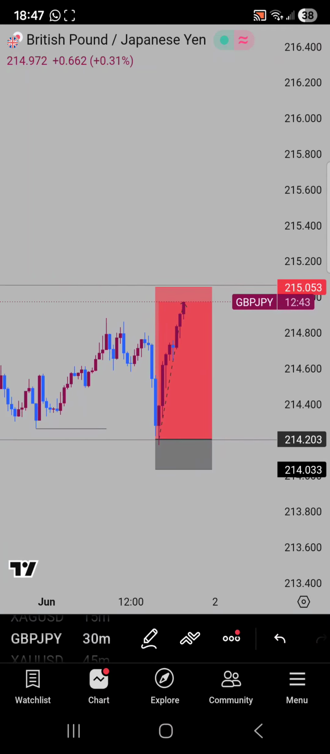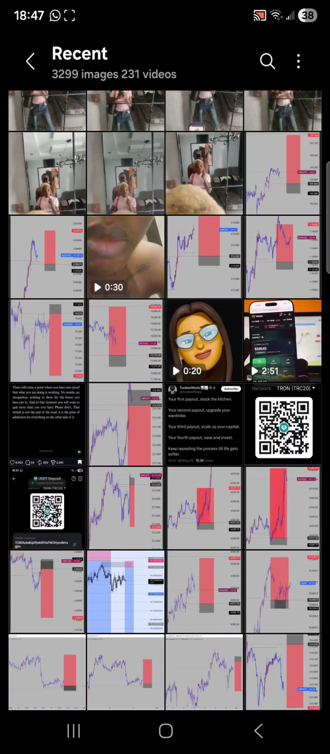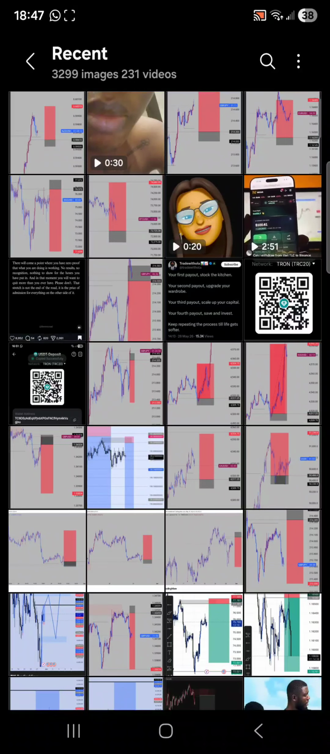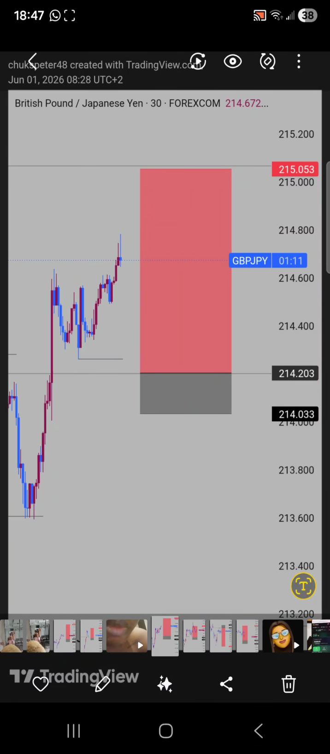Let me show you the before of the trade on my gallery. Oh, here's my gallery. Don't mind me. Here is the before of the trade. This was when I did the trade. I did the trade around 8 in the morning when price was still up. I knew price was coming to this point to reverse and start going up. So it's a very simple logic, and that's it.